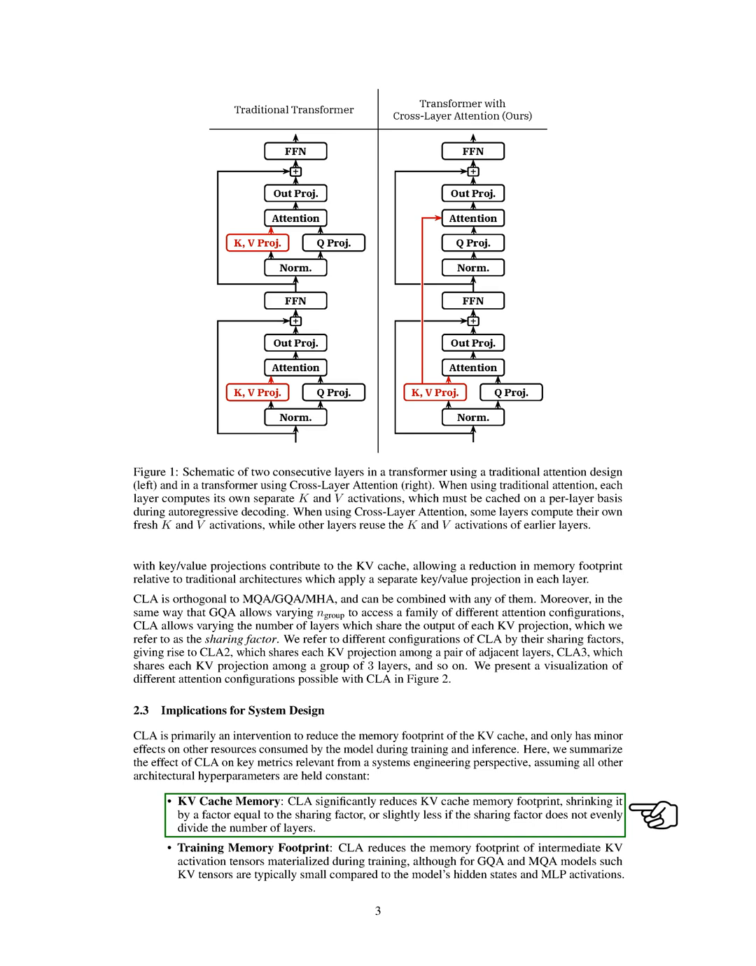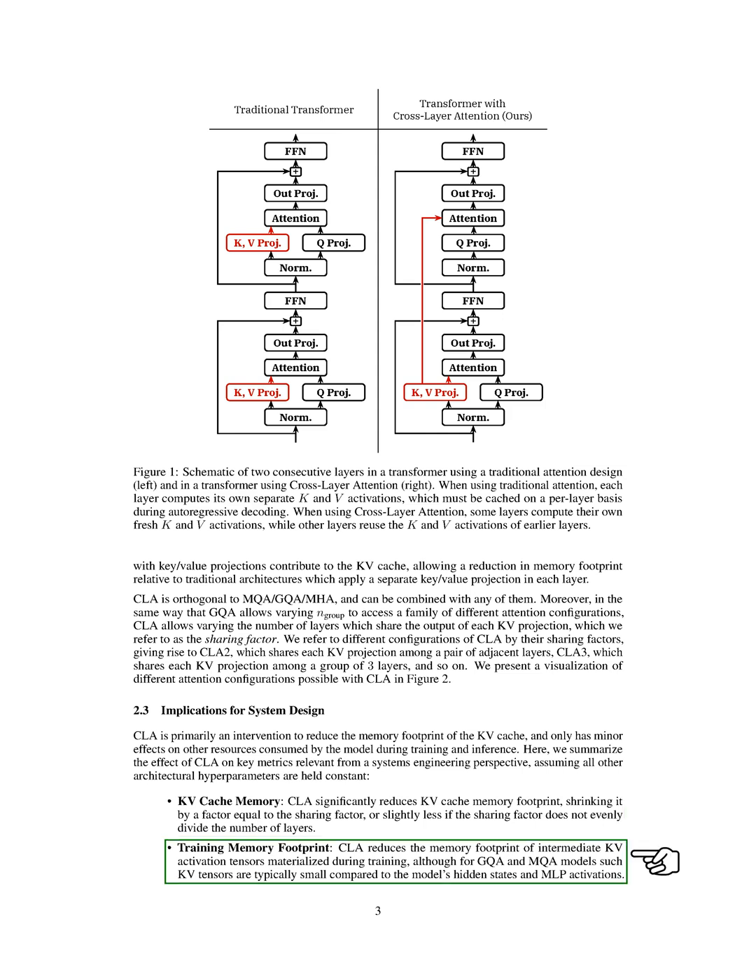KV cache memory. CLA significantly decreases the memory footprint of the KV cache by a factor equal to the sharing factor, or slightly less if the sharing factor does not evenly divide the number of layers. Training memory footprint. CLA reduces the memory usage of intermediate KV activation tensors generated during training, although these tensors are usually small compared to the model's hidden states and MLP activations in models like GQA and MQA.